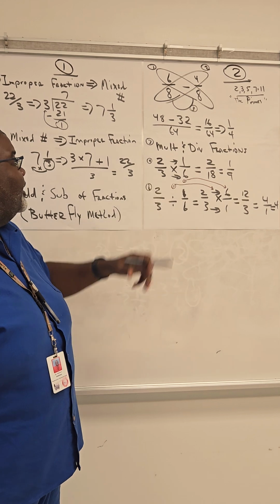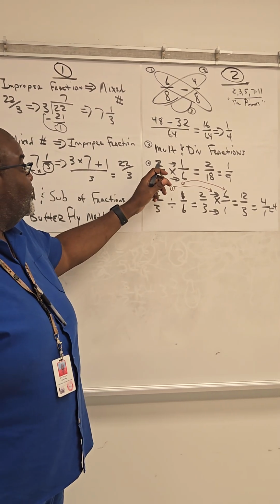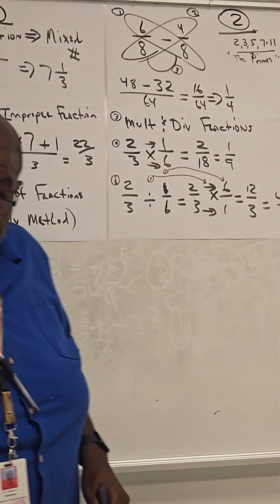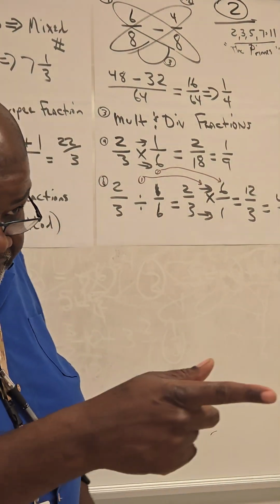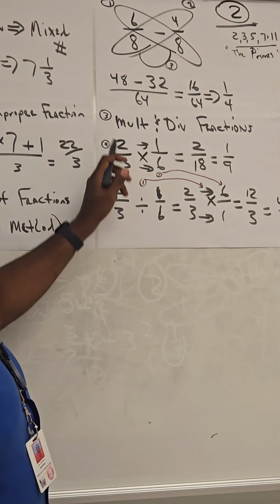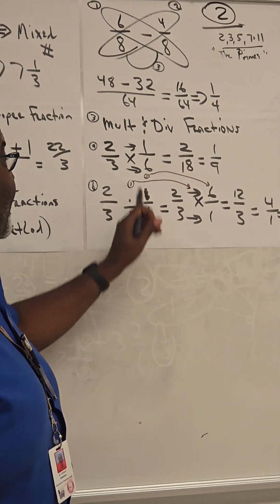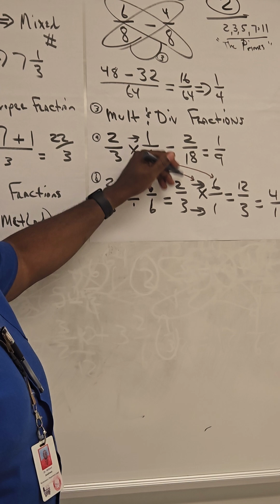Let's look right here at 3/8. 2/3 times 1/6. What are the operations when we multiply fractions? And you can use your calculators if you want to. 2 times 1 is 2. We multiply straight across. 3 times 6 is 18. And then we make sure that we can reduce at the end.